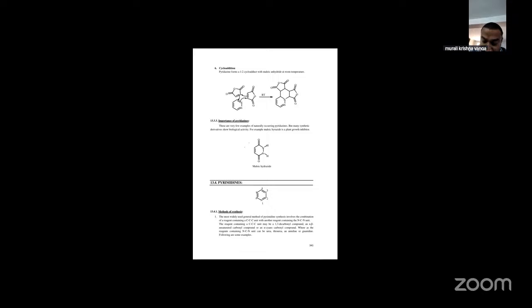Pyrimidines. Synthesis of pyrimidine: 1,3-diketones reacting with urea give pyrimidine as a product. Another method is 1,3-diketone reacting with amidine, which gives pyrimidine as the product.